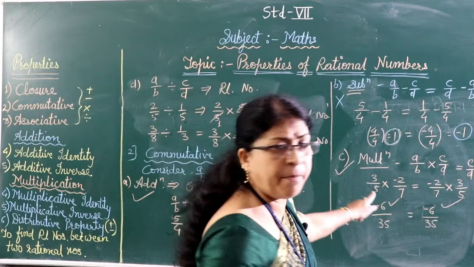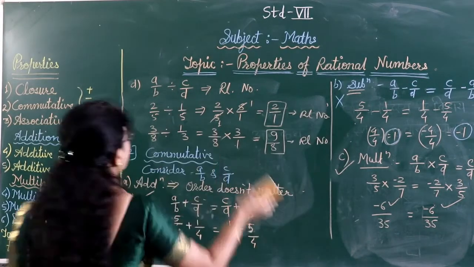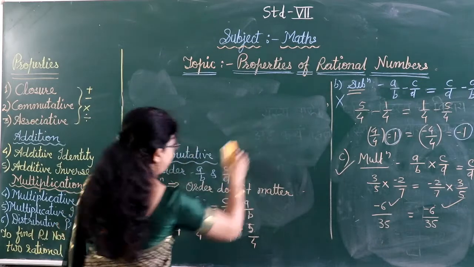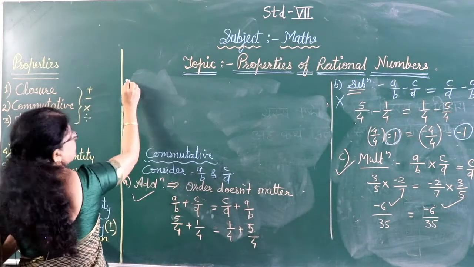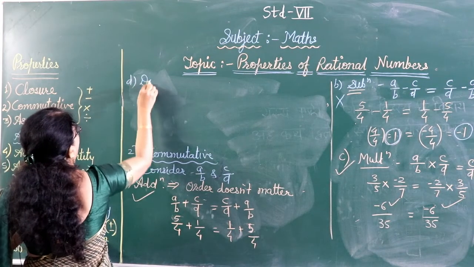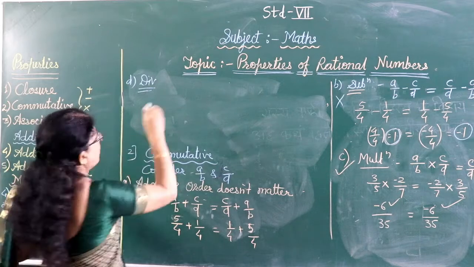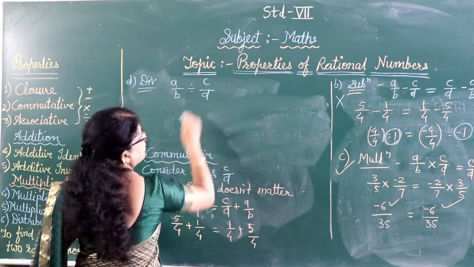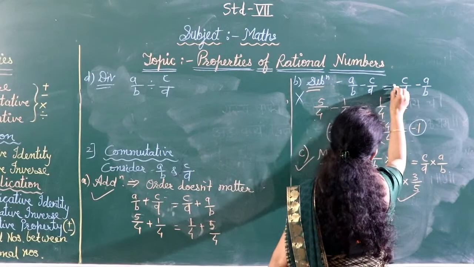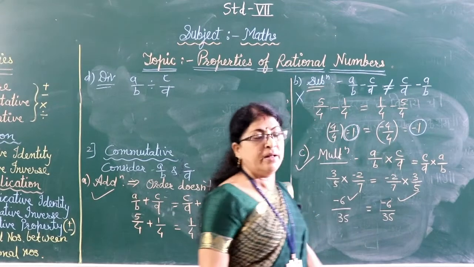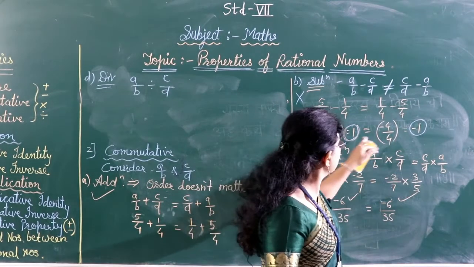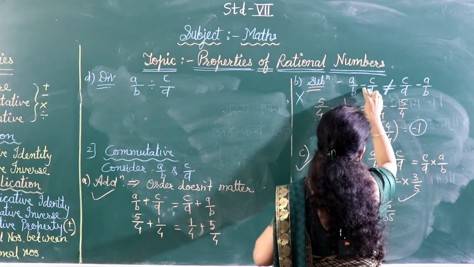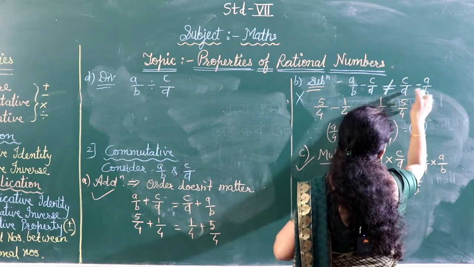Now the same we will apply for division. Okay, so come on. Take another example for division. Now, division. For division, what we will write? A upon B divided by C upon D. Here we will write not equal, because we had checked that both the sides are not equal. So here you must check this, that A by B minus C by D is not equal to C by D minus A by B.